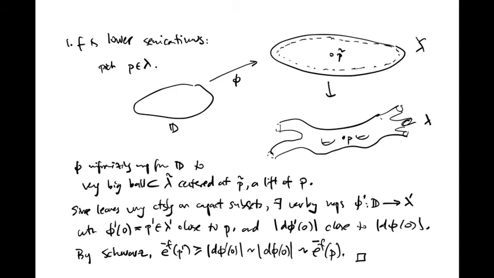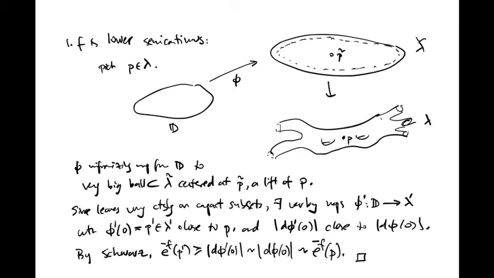First, we show that the function f is lower semicontinuous. Pick a point P contained in a leaf lambda. Let phi be a map from the unit disk which uniformizes a very big ball in lambda twiddle, the universal cover of lambda, centered at the point p twiddle, a lift of P. If the ball is big enough, the norm of phi at 0 is very close to e to the minus f at P.